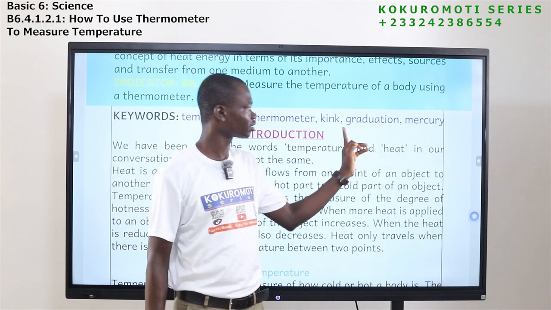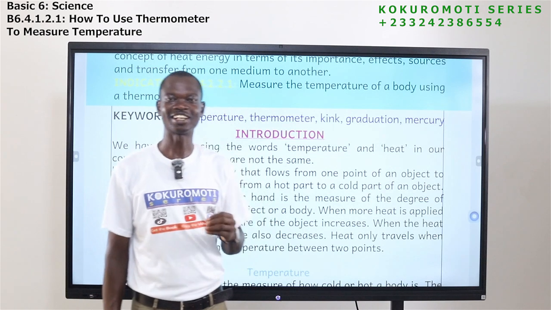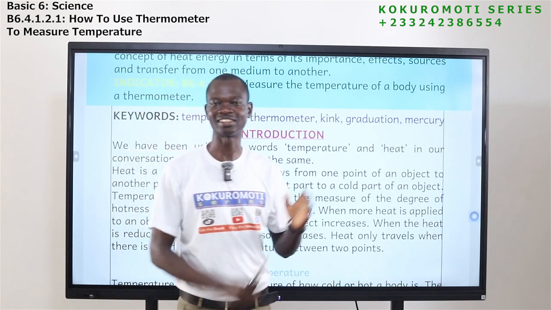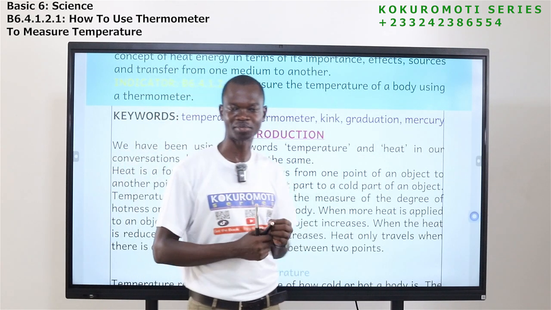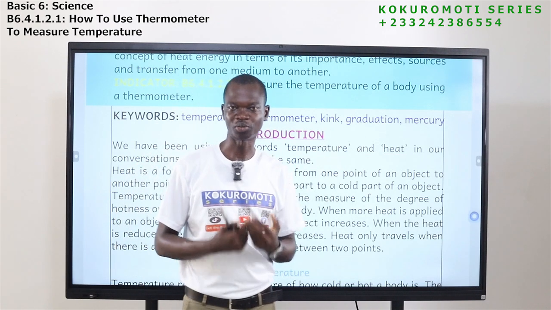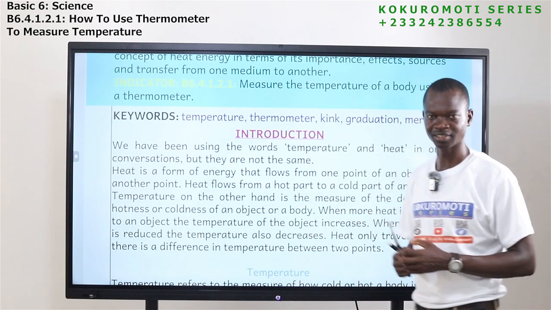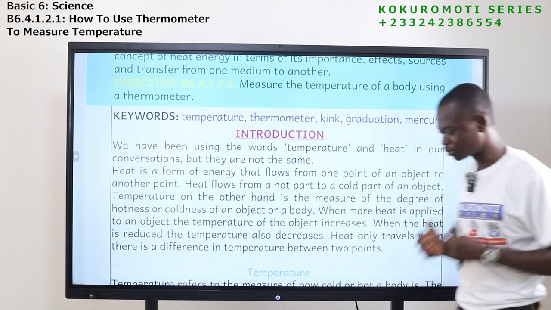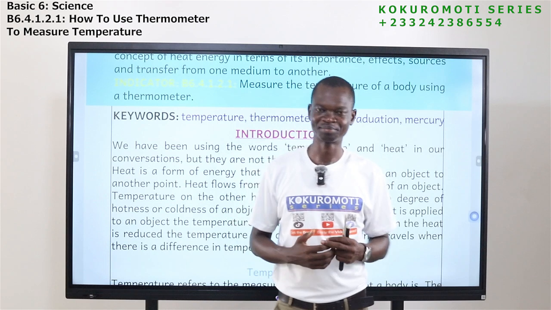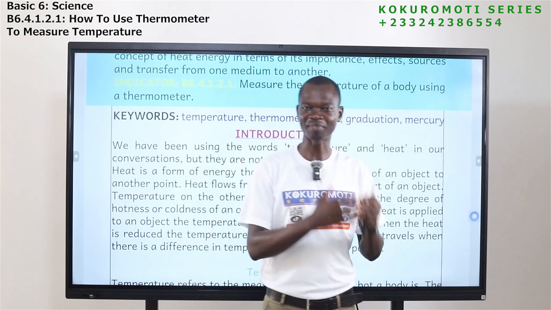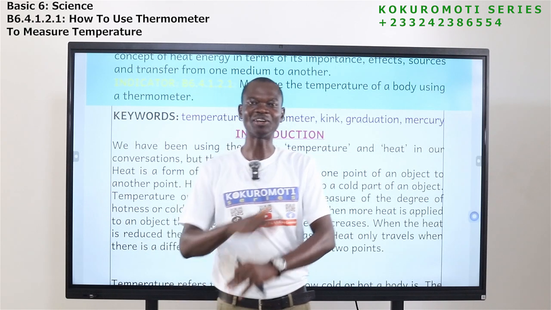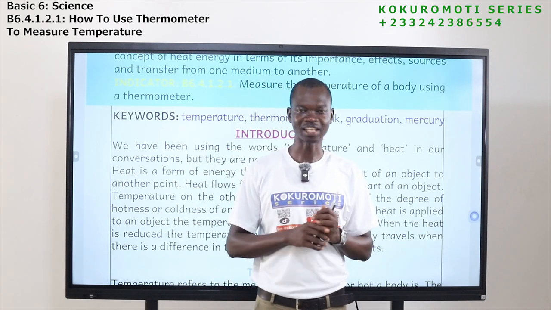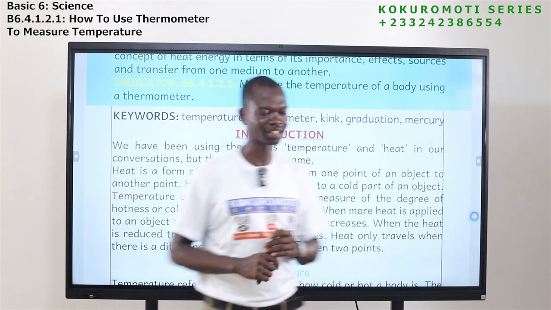This is graduation. Graduation refers to the small lines on a thermometer that help us to read the temperature. If you want to measure somebody's temperature, the graduation will let you know the temperature of the person. The next one is mercury. I remember very well that when we were learning about metals, I said that mercury is the only metal in a liquid form. In a thermometer, we have a liquid, and that liquid is mercury.